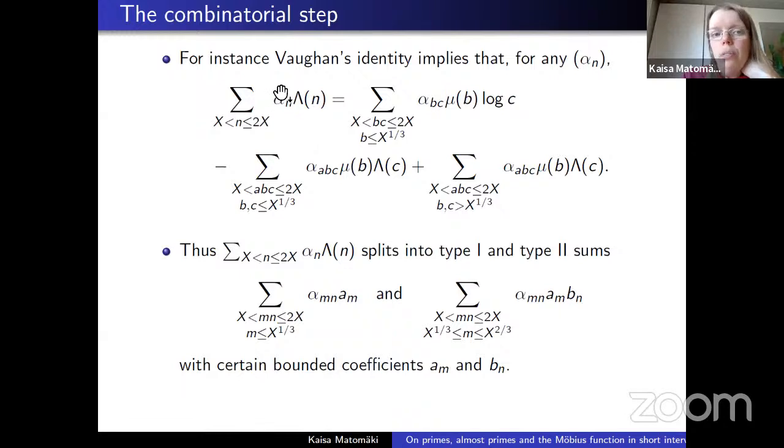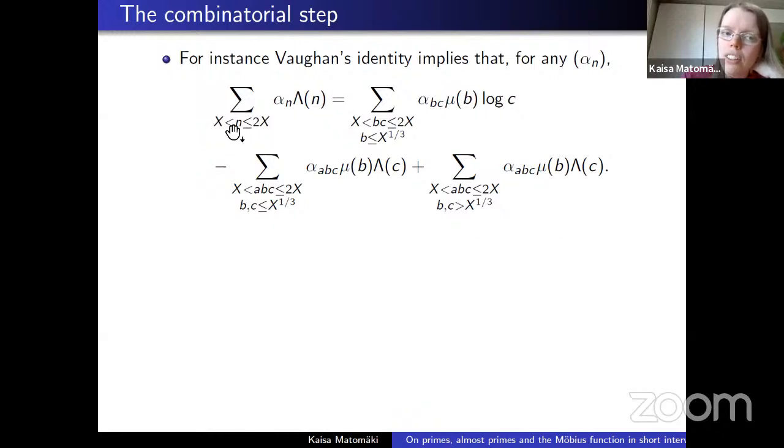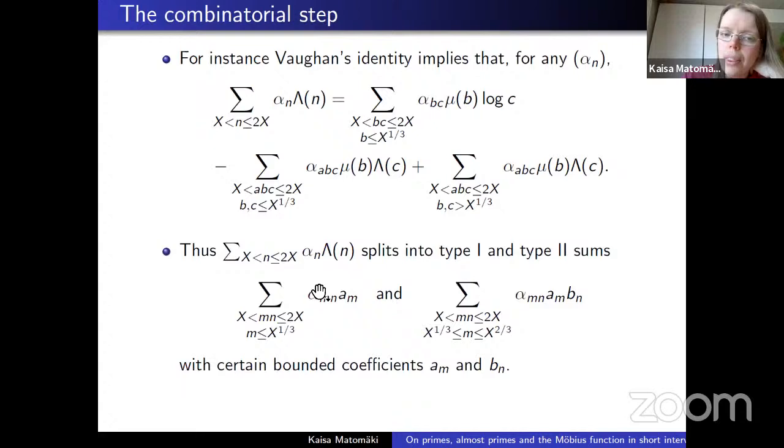In our case, we are interested in short intervals. So we can take this alpha n to be the characteristic function of the short interval from, say, x to x plus h. So all these sums, the alphas disappear. And instead of summing from x to 2x, we sum from x to x plus h. And then we have here, for instance, a short sum from x to x plus h of mn and only a_m here. And I think I will soon explain why this is helpful.